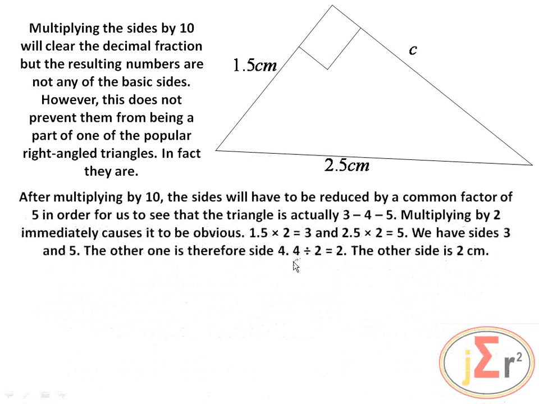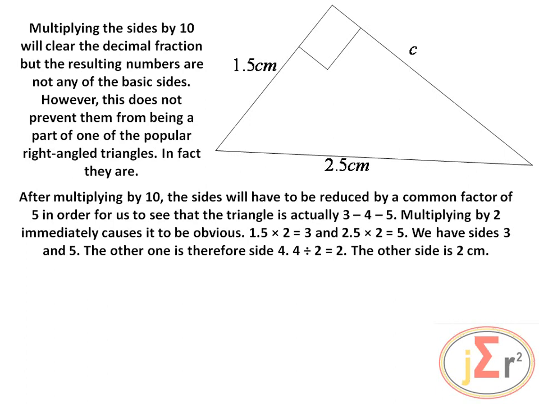So what do we do then? After multiplying by 10, the sides will have to be reduced by a common factor of 5 in order for us to see that the triangle is actually 3, 4, 5. Multiplying by 2 immediately causes it to be obvious. So 1.5 multiplied by 2 is 3, 2.5 multiplied by 2 is 5. We have sides 3 and 5. The other one is therefore side 4.